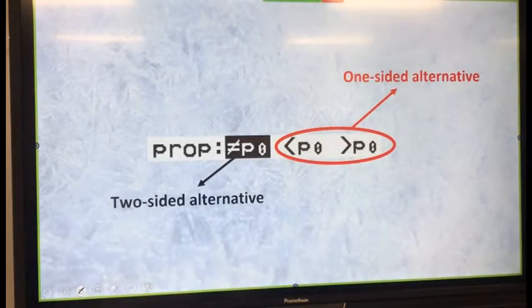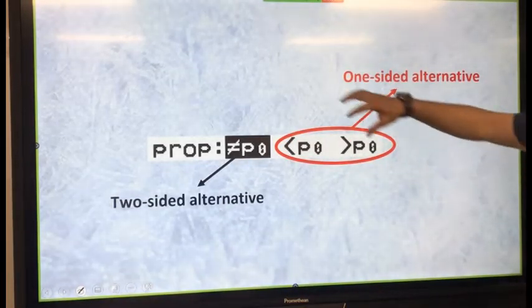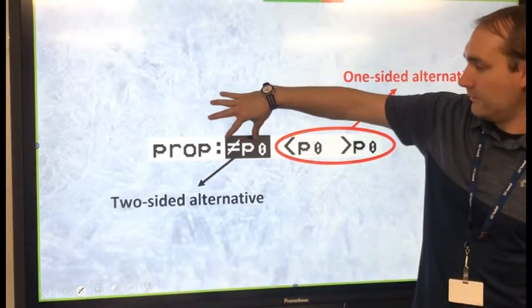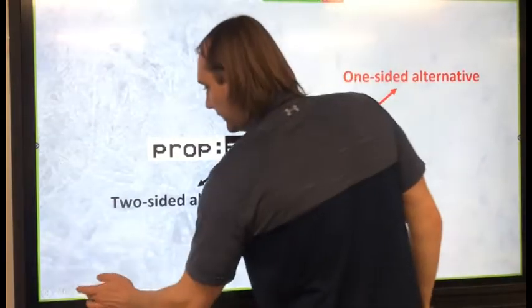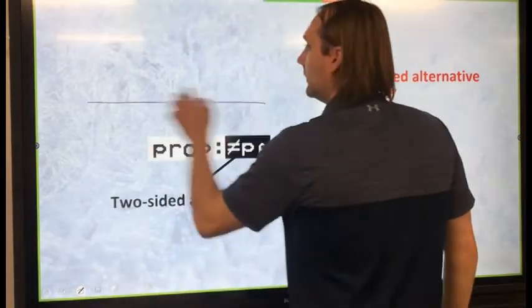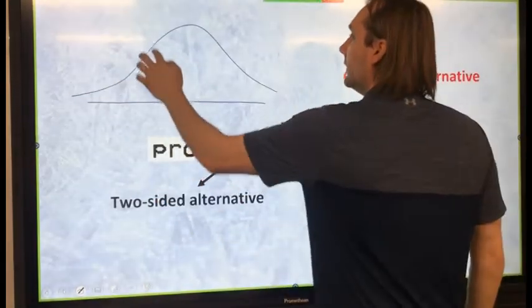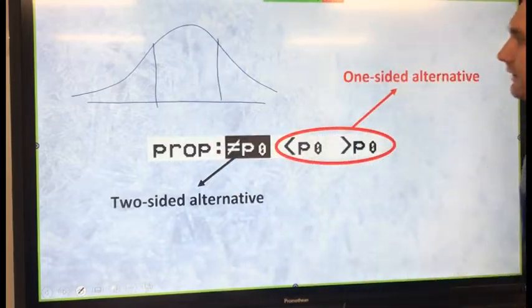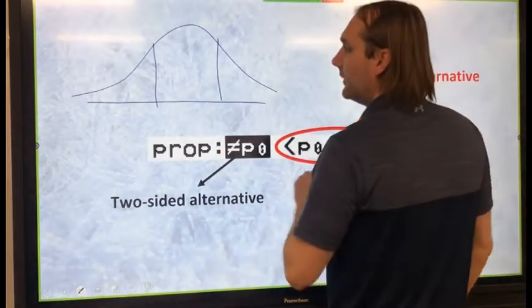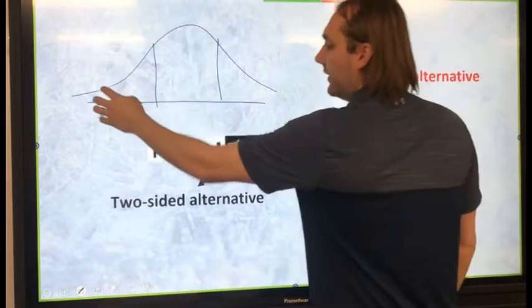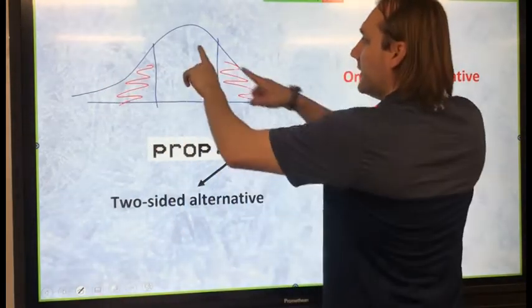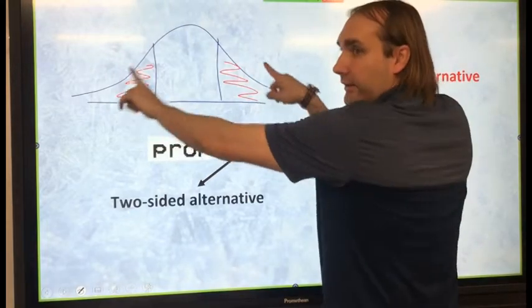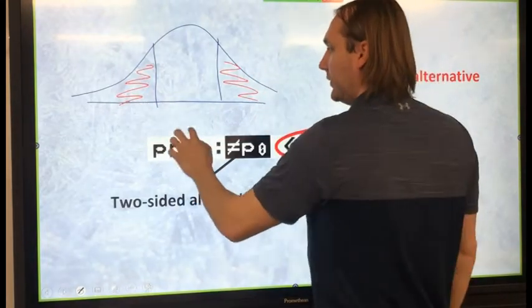Now note, I talked about these vocabulary words. If it's not p, then that is a two-sided alternative. Because as we take a graph, our normal model here, here's where I reject. So if it's not this value, I'm going to accept everything else. So if it's not this value, I want all of this. Does that make sense? This is our two-sided.